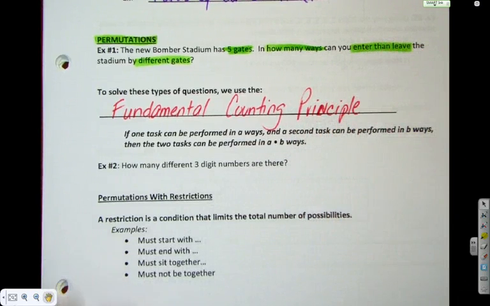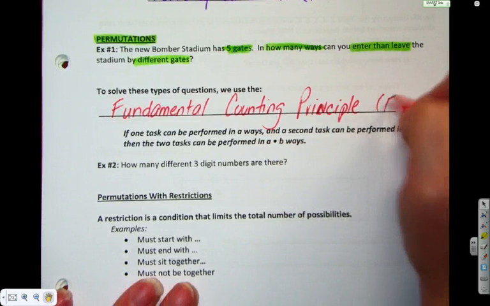The fundamental counting principle, which we call the FCP for short because words scare us.